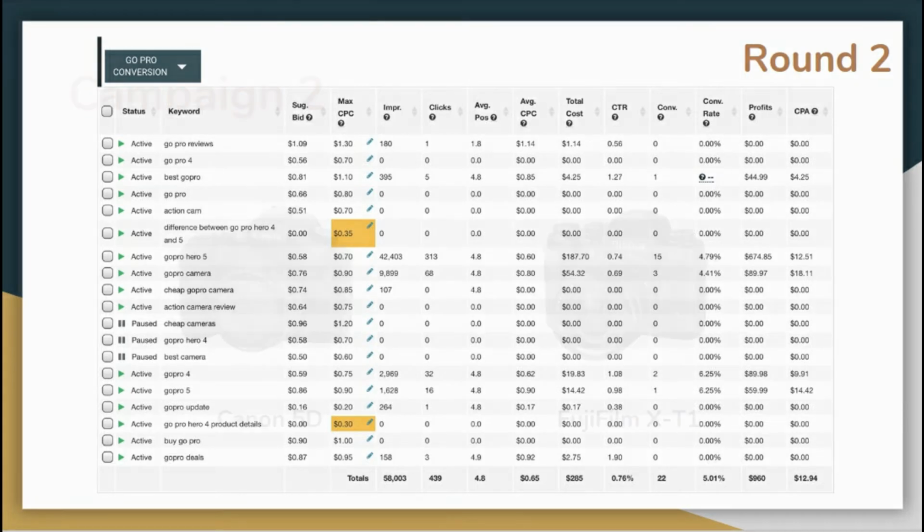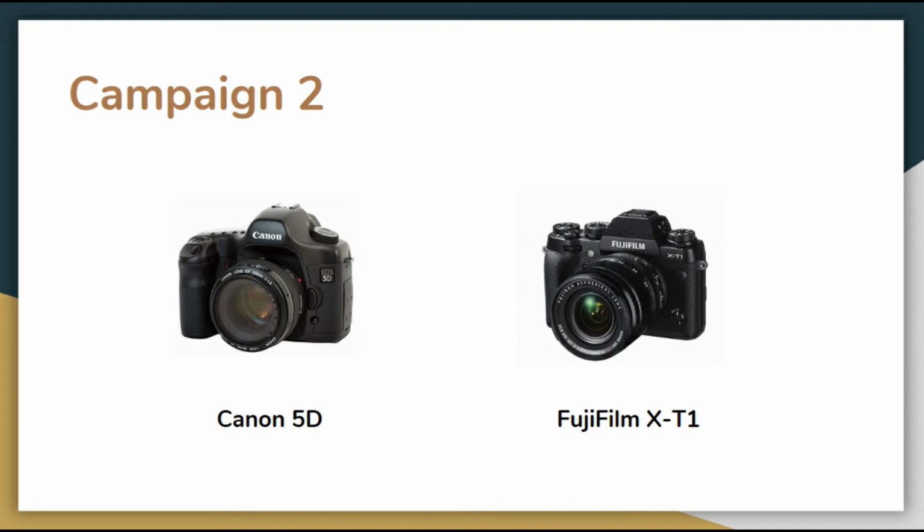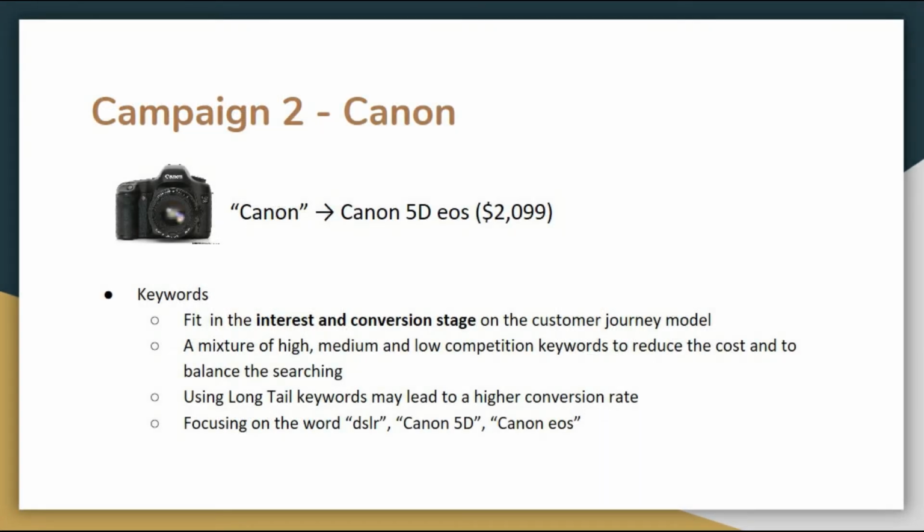In campaign 2, we will pick 2 products as examples here, Canon and Fujifilm, because their results came out completely different. In Canon, we chose the Canon 5D EOS. It costs around $2,099, which is considered a high price and more like a professional camera. So we think that those who are searching for this camera already have knowledge about cameras. Keywords that we use here will mainly focus on the interest and conversion stages of the customer journey model.